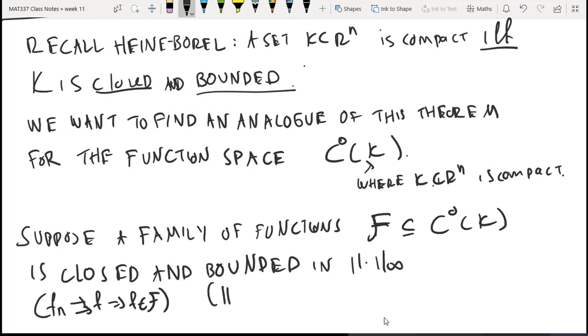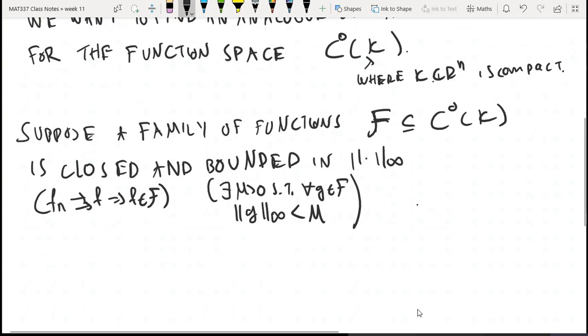there exists M such that for all g in the family, the supernorm is less than M. Okay, that's what bounded means. Try to recall what it was for a Euclidean space. It's the same, but you replace everything by the supernorm. So suppose the family of functions is closed and bounded.